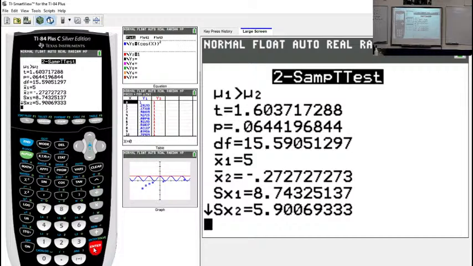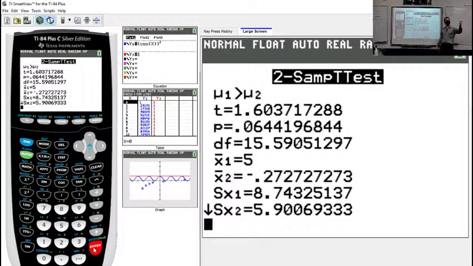There's my t-score and p-value. So same t-score. Notice that it gives a degrees of freedom here of 15.59. So in step 3, you would write degrees of freedom equals 15.59 because that's what the calculator is giving you. And if you're using t-scores, you should be putting degrees of freedom. And then give your p-value.